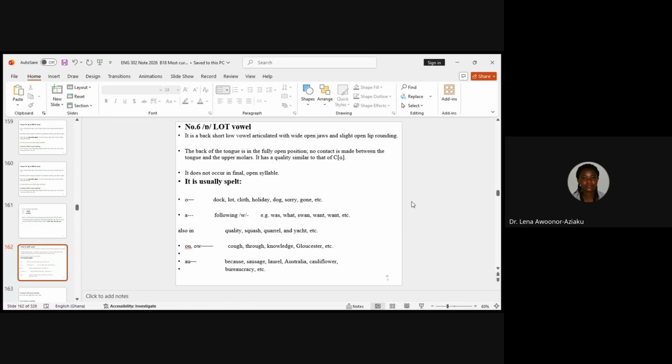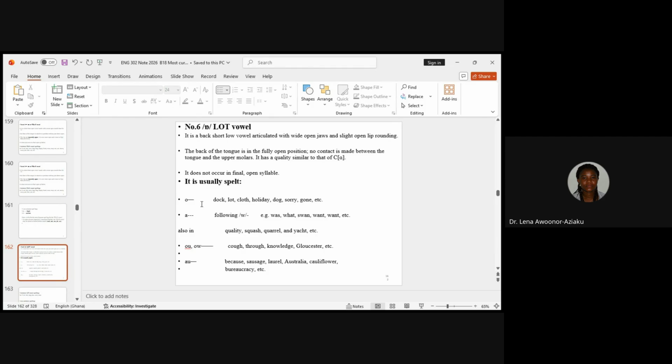Then the cloth or the lot vowel, also mostly spelled as O. The most common spelling is O. That's why we have it as lot. Then we have dog, lot, cloth, holiday.